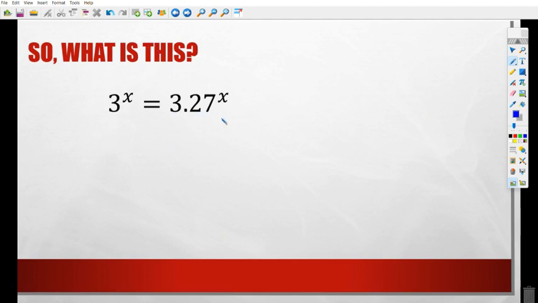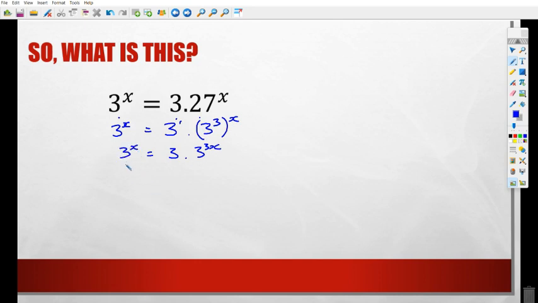First thing I do, I look at all my bases. I see that there's a base there that isn't a prime base, so what am I going to do? Change it. So we've got 3 to the power of x equals 3 to the power of 1 times 27, which is 3 cubed in a bracket with x outside. Let's simplify that. We've got 3 times 3 to the 3x on one side and 3 to the x on the other.